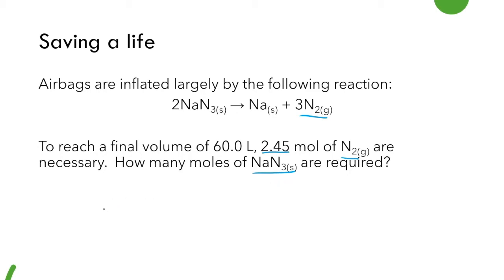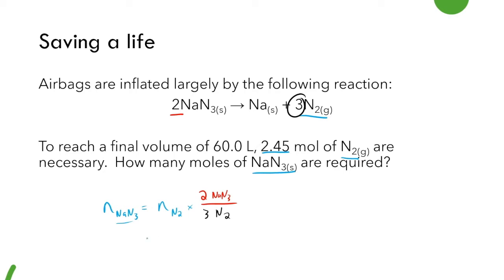Alright, let's see how that worked. Like before, we're going to use the canceling method. So we're looking for the moles of NaN3. And that's going to be equal to the number of moles of the nitrogen times something. Let's see, we always have the thing that we want on the top, so we're going to take the coefficient on top of NaN3 divided by the coefficient on top of nitrogen.